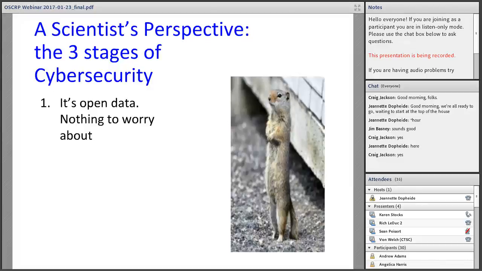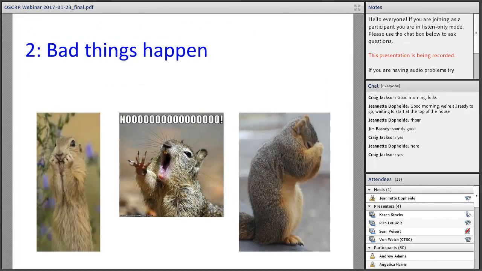So I really got started in this field with the perspective that if it's open data, if it's open resources, there's really nothing to worry about from a cybersecurity perspective. Sure, you need to be careful with your passwords and patch your systems. But beyond that, there wasn't much that I needed to think about. And I think I'm not atypical in that perspective. But it is true that bad things do happen, and we'll talk a little bit more later about the kinds of bad things that happen.